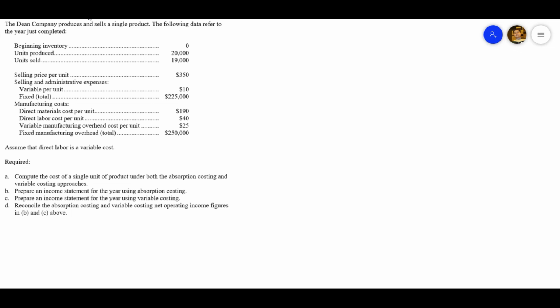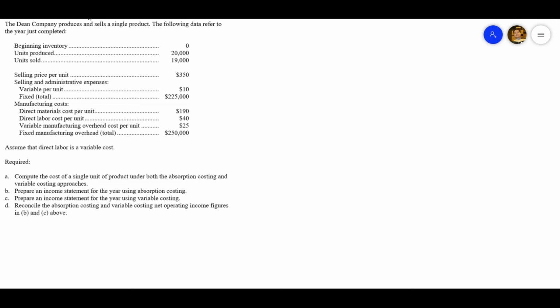Okay, for our second problem, the Dean Company produces and sells a single product. The following data refer to the year just completed. The beginning inventory is 0. Your units produced is 20,000. Your units sold is 19,000. Your selling price per unit is $350. Your selling and administrative expenses are composed of your variable per unit of $10, and your fixed, in terms of total, $225,000.